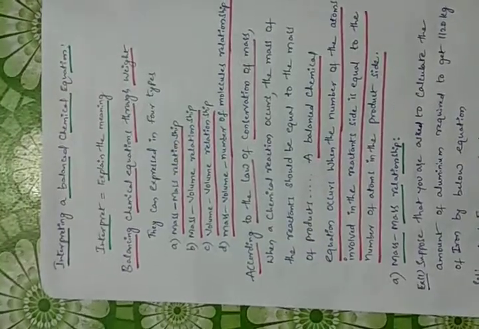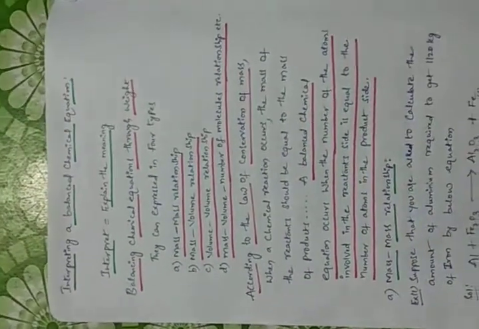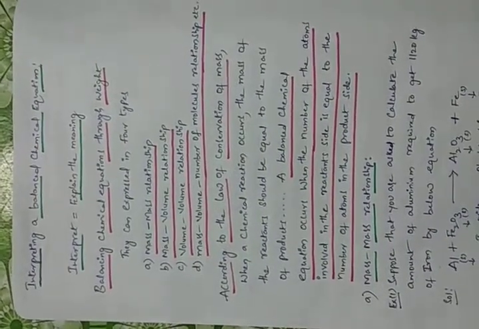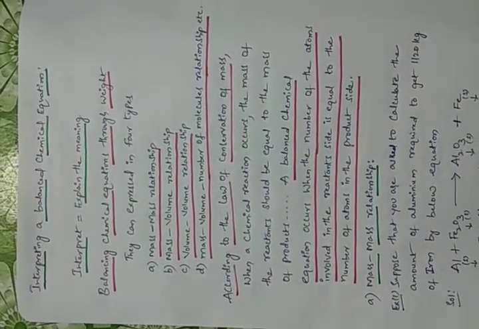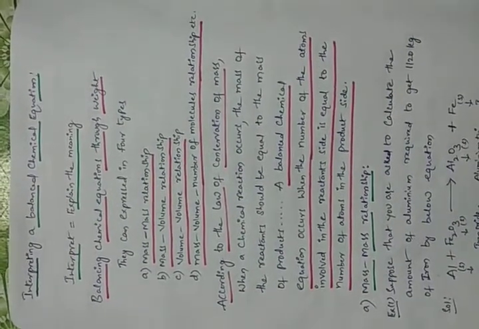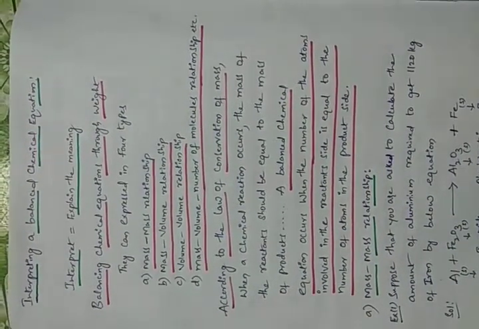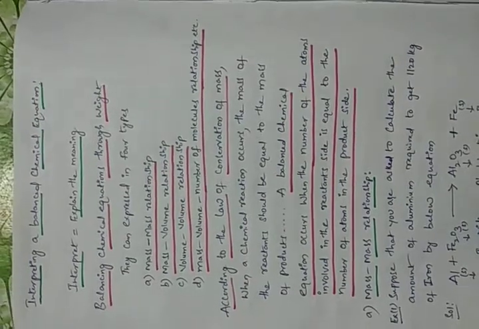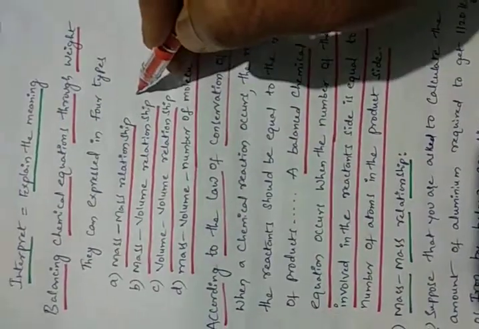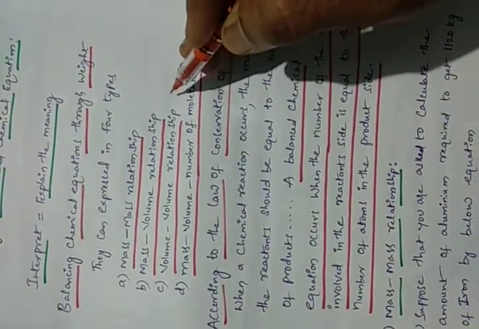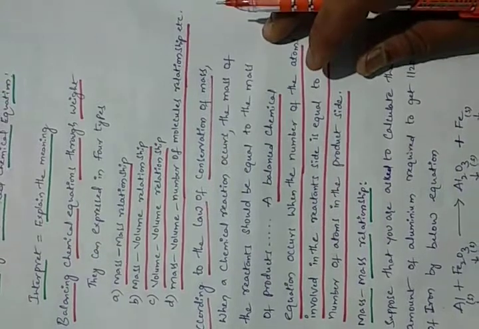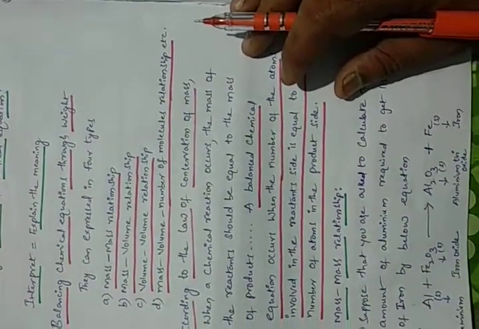Hello students, our next topic is interpreting a balanced chemical equation. Interpret means explaining the meaning. A balanced chemical equation can be interpreted in terms of weight. They can be expressed in four types: mass-mass relationship, mass-volume relationship, volume-volume relationship, mass-volume-number of molecules relationship, etc.